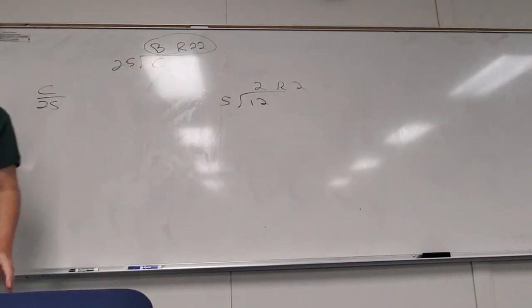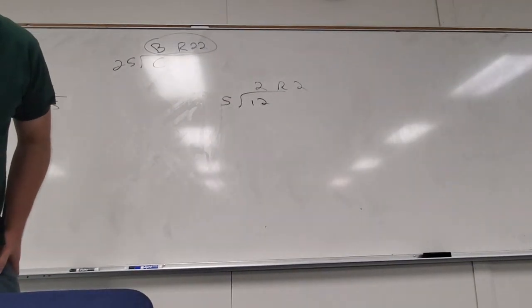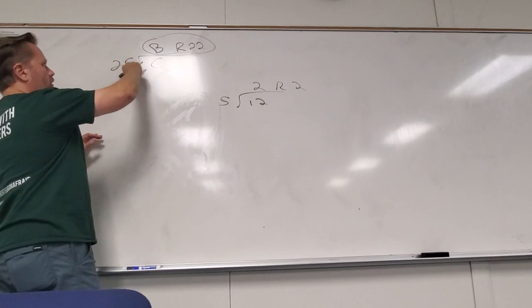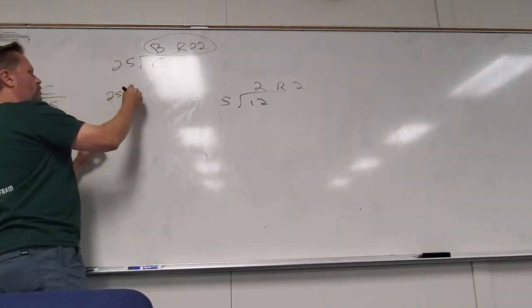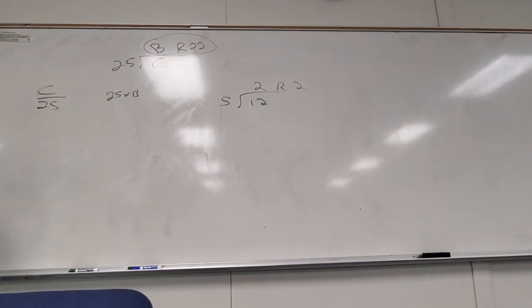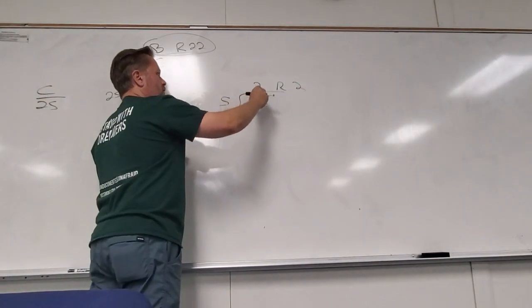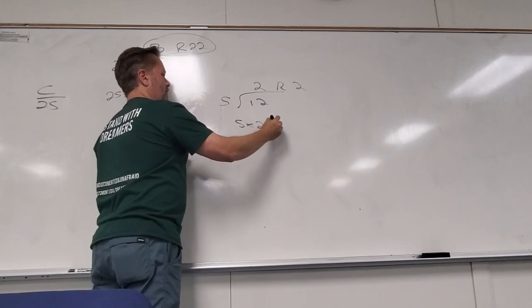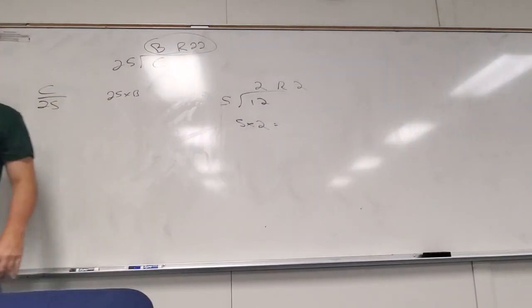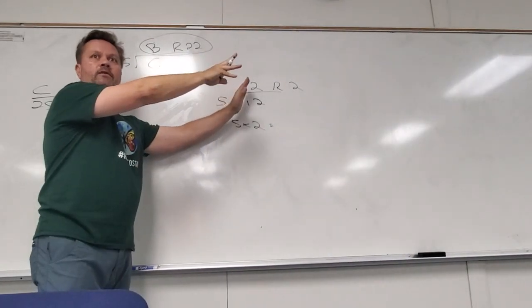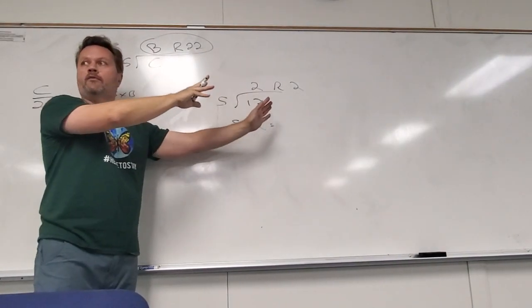So my question on this problem is, what is 25 times B? So 25 times B, that's what I want to know, correct? I want to know what that is. The equivalent question here would be, what is 5 times 2? What is 5 times 2? But how does it relate to the other stuff? Where's 10 come from?